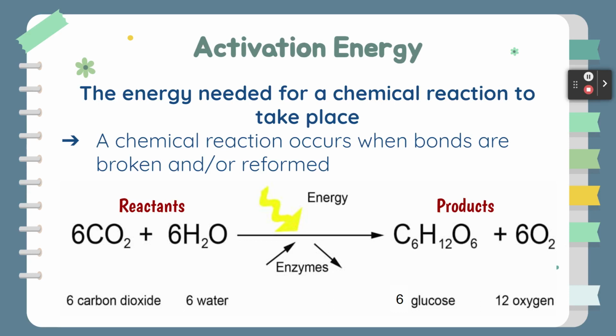This is where enzymes come into play. Enzymes are biological catalysts, and their role is to speed up chemical reactions without being consumed or changed in the process. In the case here of photosynthesis, enzymes facilitate the conversion of reactants, CO2 and water, H2O, into products, glucose and oxygen. And they do that by lowering the activation energy required for the reaction to occur.